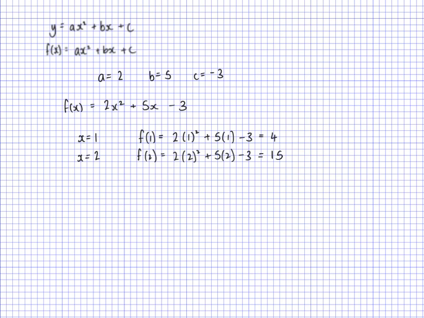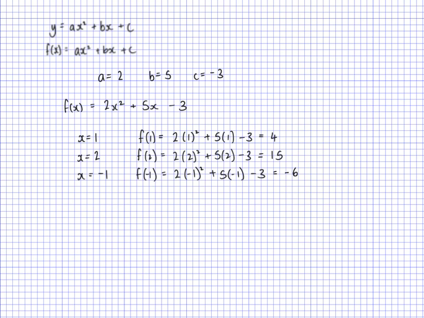Let's use some negative values this time. So x equals -1, let's say. So f of -1 is going to be 2 times -1 squared plus 5 times -1 take away 3. So this one would be 2 times -1 squared is positive 1, so this will still be a 2. This will be a -5, so 2 add a -5 is -3, and -3 take away 3 is -6. So this will be -6.